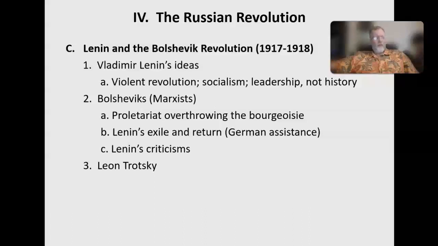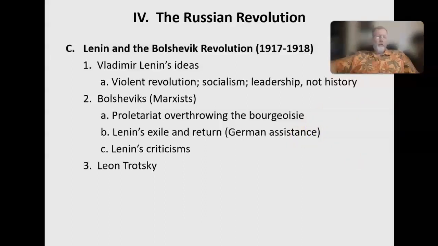Lenin returned to Russia and was very critical of the government. He attacked the provisional government, and eventually the Bolsheviks take over. The Bolsheviks, by 1918, control and take over the Russian government. That provisional government that was put in there went away very quickly.